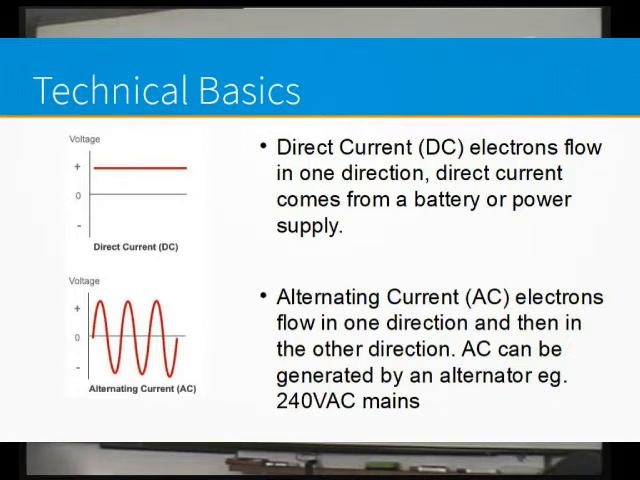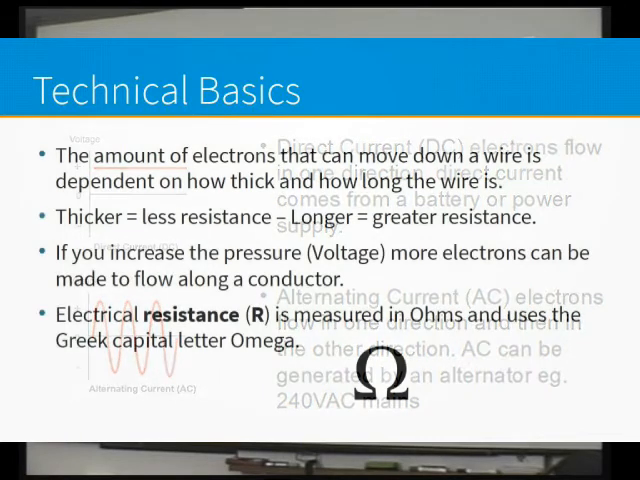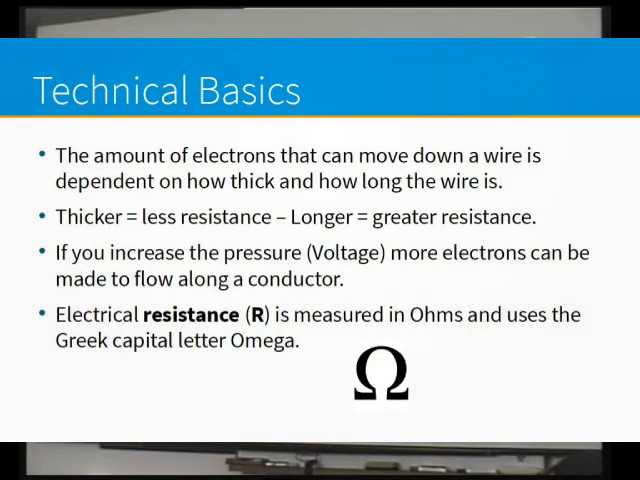And it's usually generated by something we call an alternator, which is just a generator that alternates the current in one direction and the other. And a good example is the 240 volt mains. So, okay.